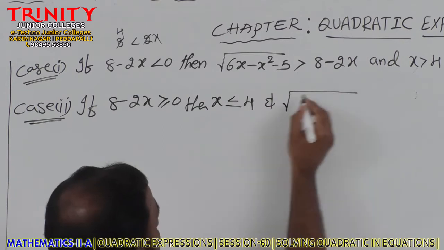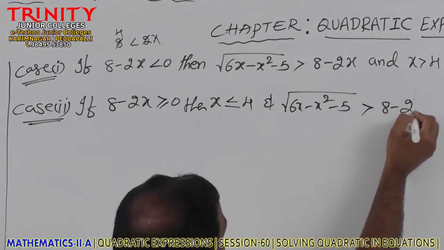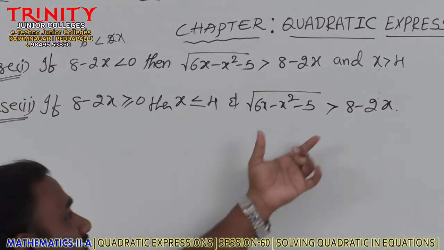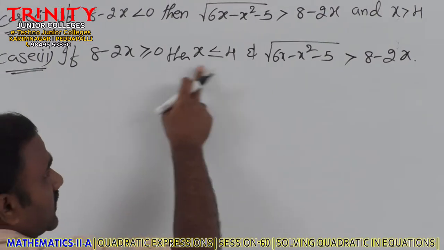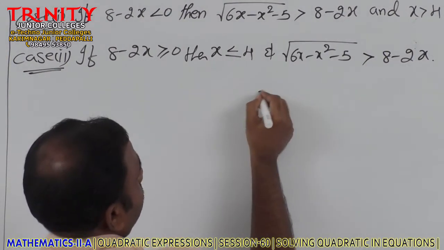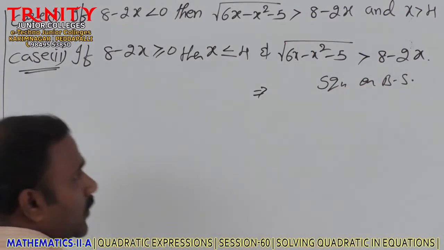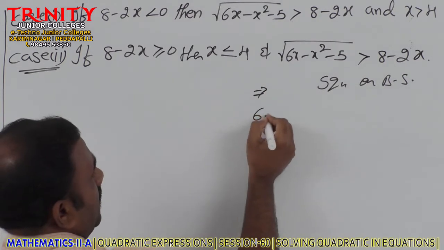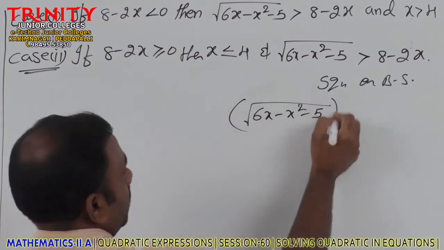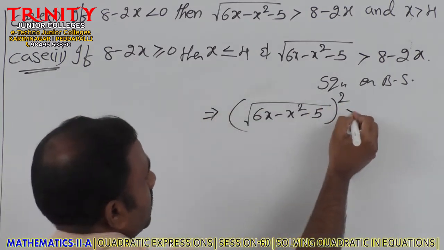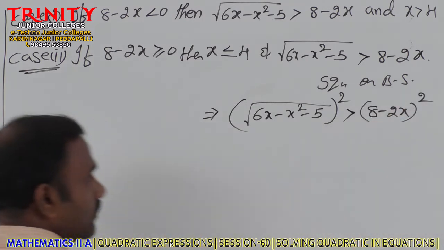And √(6x − x² − 5) > 8 − 2x. Now solve this inequality. We will keep x ≤ 4 as it is. Squaring on both sides, what will we get? (√(6x − x² − 5))² is greater than (8 − 2x)².